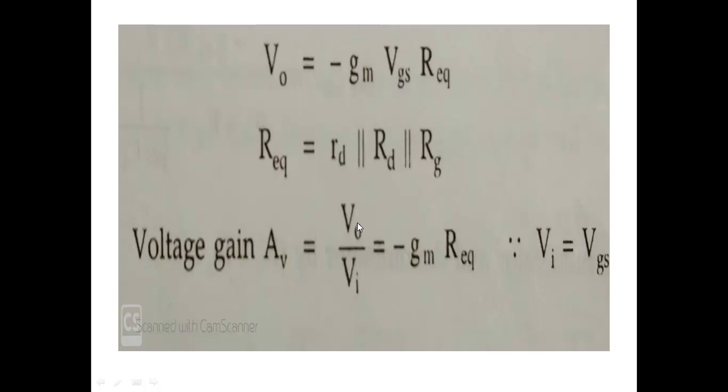Okay. So V naught by Vi is the ratio of output voltage to input voltage. That represents gain, the gain at mid frequencies. So what is the gain at mid frequencies? That is minus Gm into R equivalent. From this equation, we are writing this equation directly, and here we are making Vgs as Vi. Okay. That is the gain at mid frequencies.